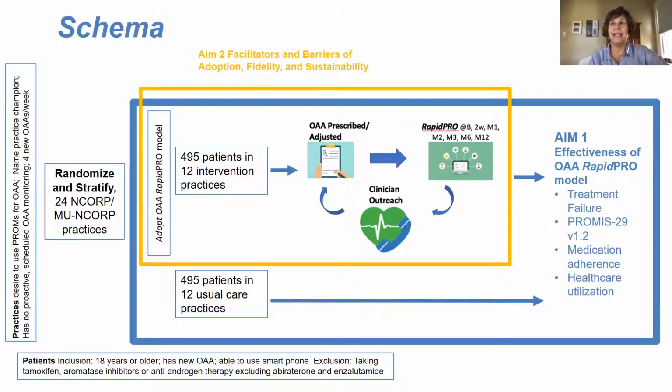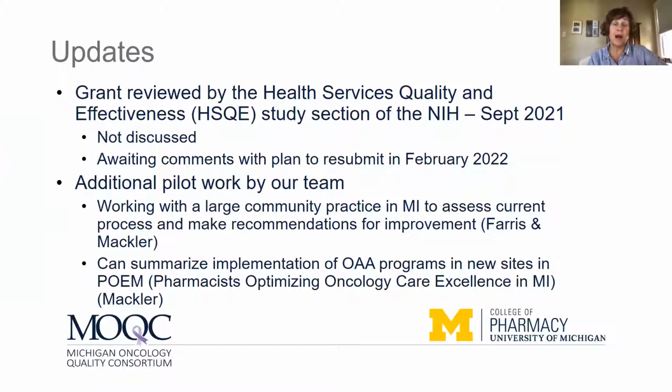Next slide. Then this shows you aim 2, where we will focus just in the intervention sites to understand the facilitators and barriers. Next. And then aim 3, we will take the results from aim 1 and then focus on demographic, socioeconomic, and geographic characteristics and determine how those impact the outcomes. Next slide. So updates, persistence.